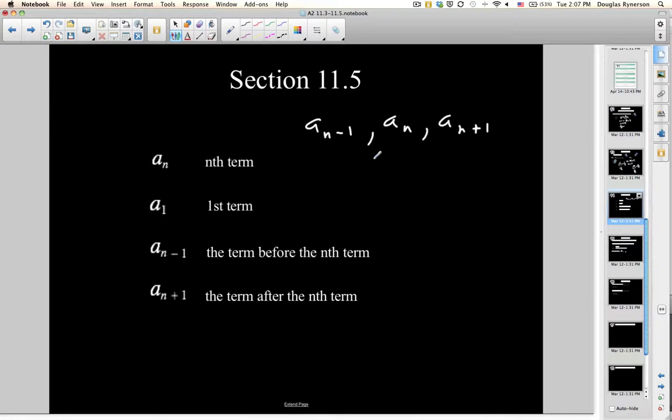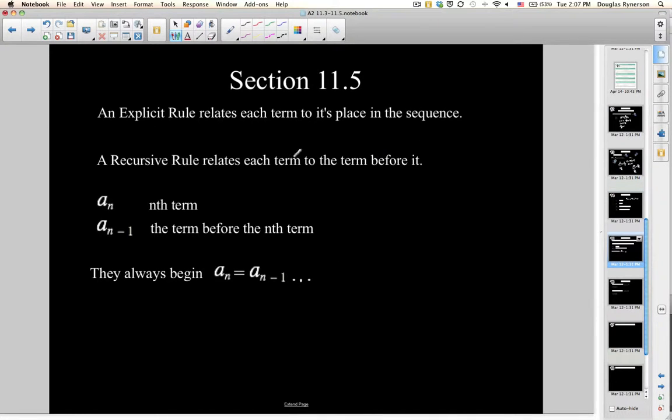As we go through and talk about recursive rules, it makes sense we're learning two different types of rules. An explicit rule we've already learned. Explicit rules relate each term to its place in a sequence. Recursive rules relate each term to the term before it. So when you're working with it, you're always taking a term, the nth term, and relating it to the term before it, which is a sub n minus 1.